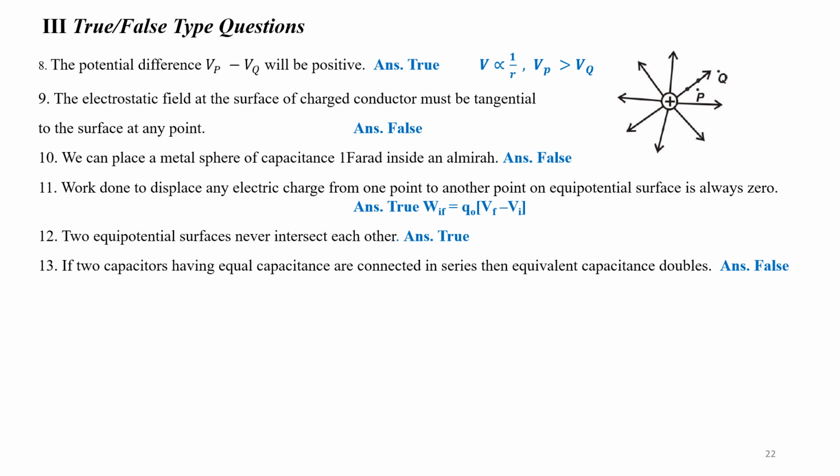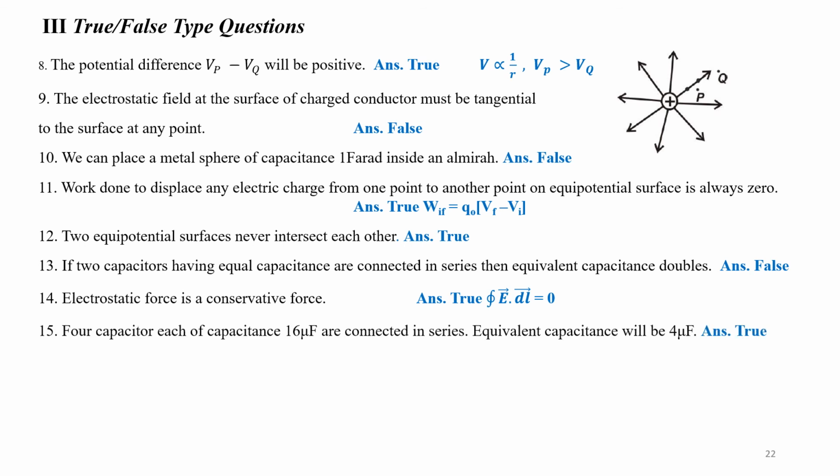It gets divided by 2. Electrostatic force is a conservative force. It is true. Question number 15. Four capacitors, each of 16 microfarads, are connected in series. The equivalent capacitance will be 4 microfarads. That is correct. So 1 by C is 1 by 16 plus 1 by 16 plus 1 by 16 plus 1 by 16, four times. That is 4 by 16, which is 1 by 4. So 1 by C is equal to 1 by 4. Therefore, C will be 4 microfarads.